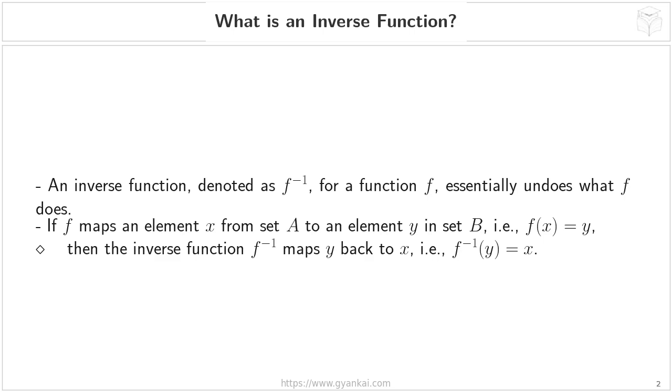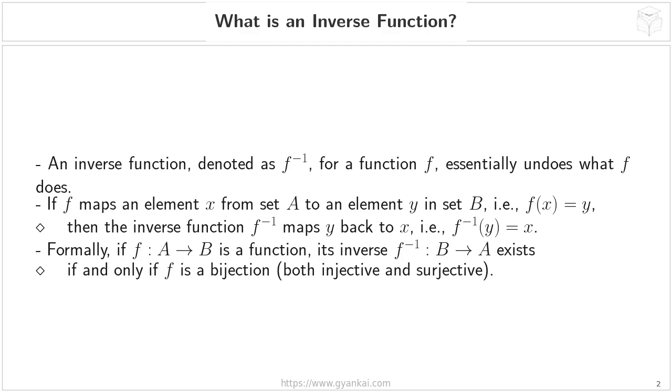Now let's be a bit more precise. If a function f takes an element x from a set A and maps it, or sends it, to an element y in a set B, we write this as f of x equals y. Then the inverse function, f inverse, will take that y and map it back to x. We write this as f inverse of y equals x, so it perfectly reverses the process.